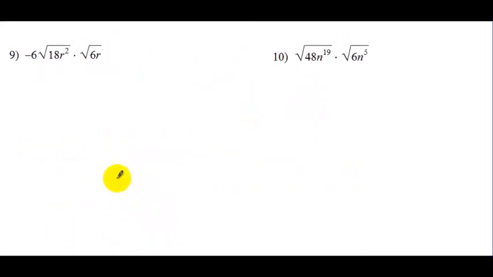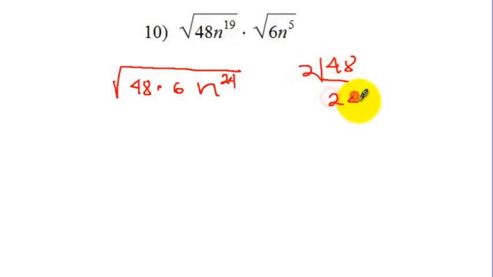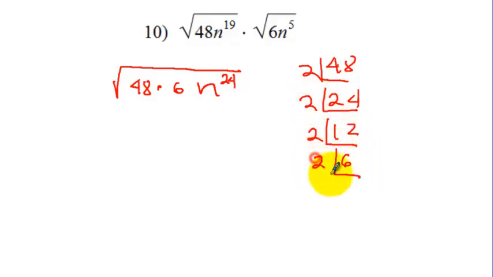Alright, problem number 10. We don't have any coefficients, so we just have to multiply our radicand. So 48 times 6, I have n to the 19 times n to the 5, that's n raised to 24. Now for the 48, we can divide 48 by 2, we'll get 24. Divide 24 by 2, we'll get 12. Divide 12 by 2, we'll get 6. Divide by 2, we'll get 3. Now I have 6 here. Divide this by 2, we'll get 3.